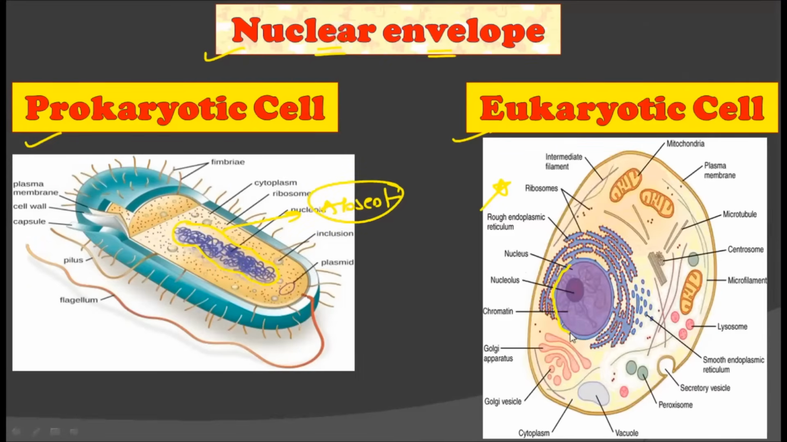You can see here, this is a nuclear envelope which covers the nucleus, and inside this nuclear envelope, there is a genetic material. So, in the eukaryotic cell, the genetic material is enclosed inside the nuclear envelope, while on the other hand, in the prokaryotic cell, the nuclear material is not enclosed within the nuclear envelope because the nuclear envelope is completely absent in the prokaryotic cell, and its genetic material is spread in the center of the cell.